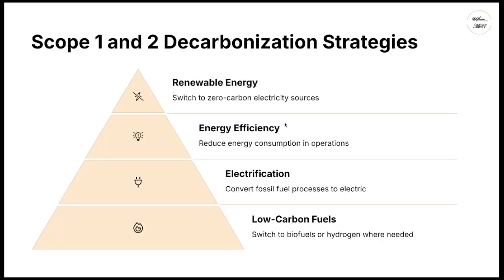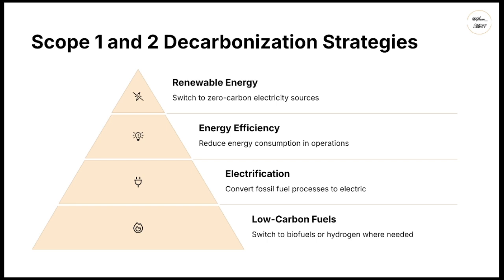All right, now let's talk about the fun part, which is strategies to reduce carbon. For scope 1 and 2, organizations can take a mix of strategic actions that target both energy use and energy sources. So we have renewables. Switching to zero carbon electricity sources like solar and wind can significantly reduce scope 2 emissions.